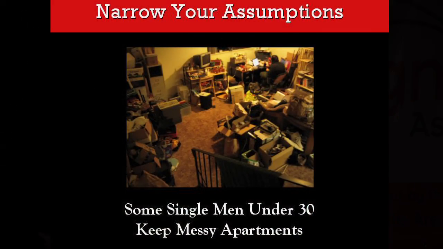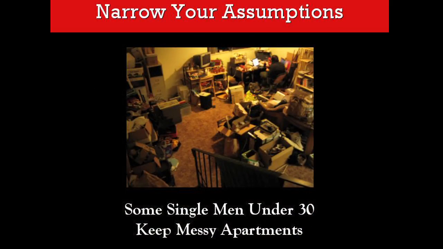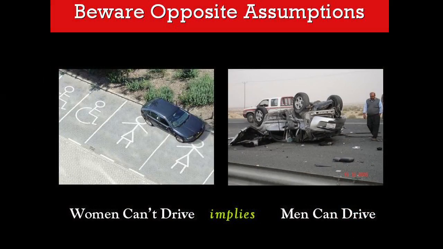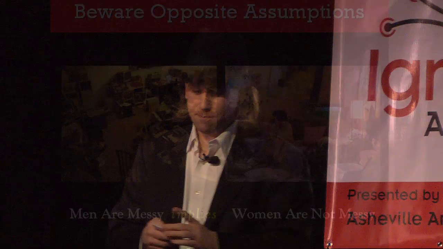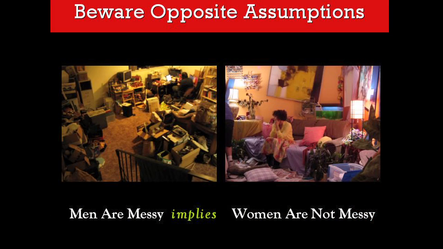Next, narrow your assumptions. The more specific they are, the more useful they are, and the easier they are to test. And they can be more actionable that way. The process of narrowing our assumptions usually makes them more accurate as well. But beware implicit complementary assumptions. Being specific can imply the opposite. If I say women can't drive, that might imply that men can drive, which may or may not be true. Again, beware the opposite assumptions.